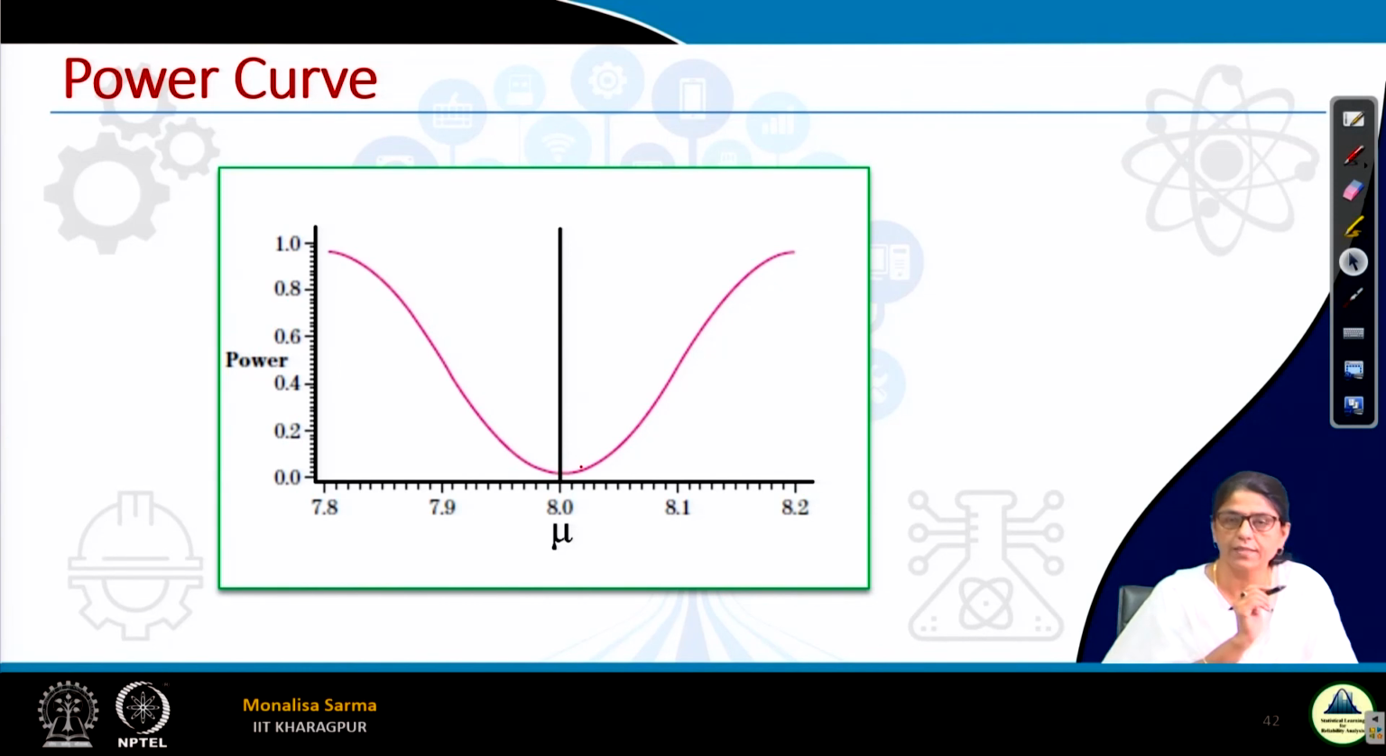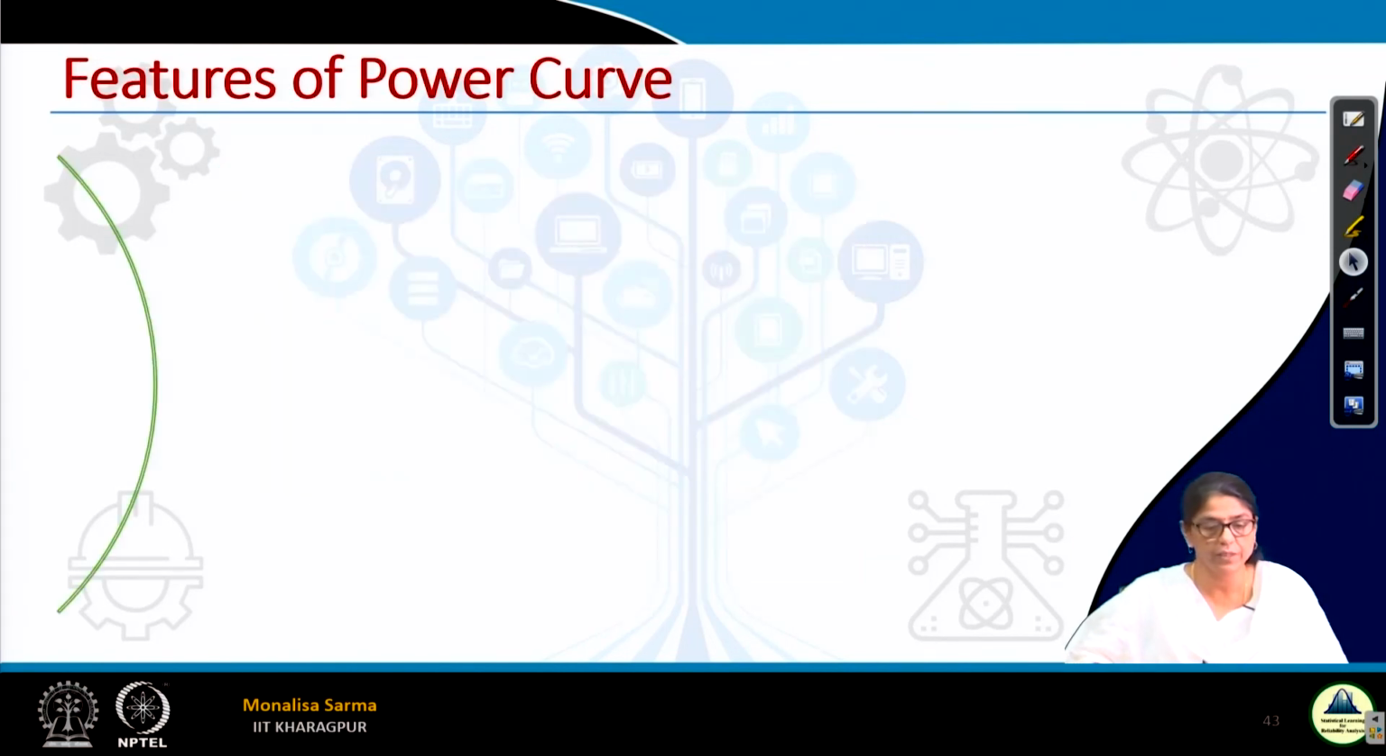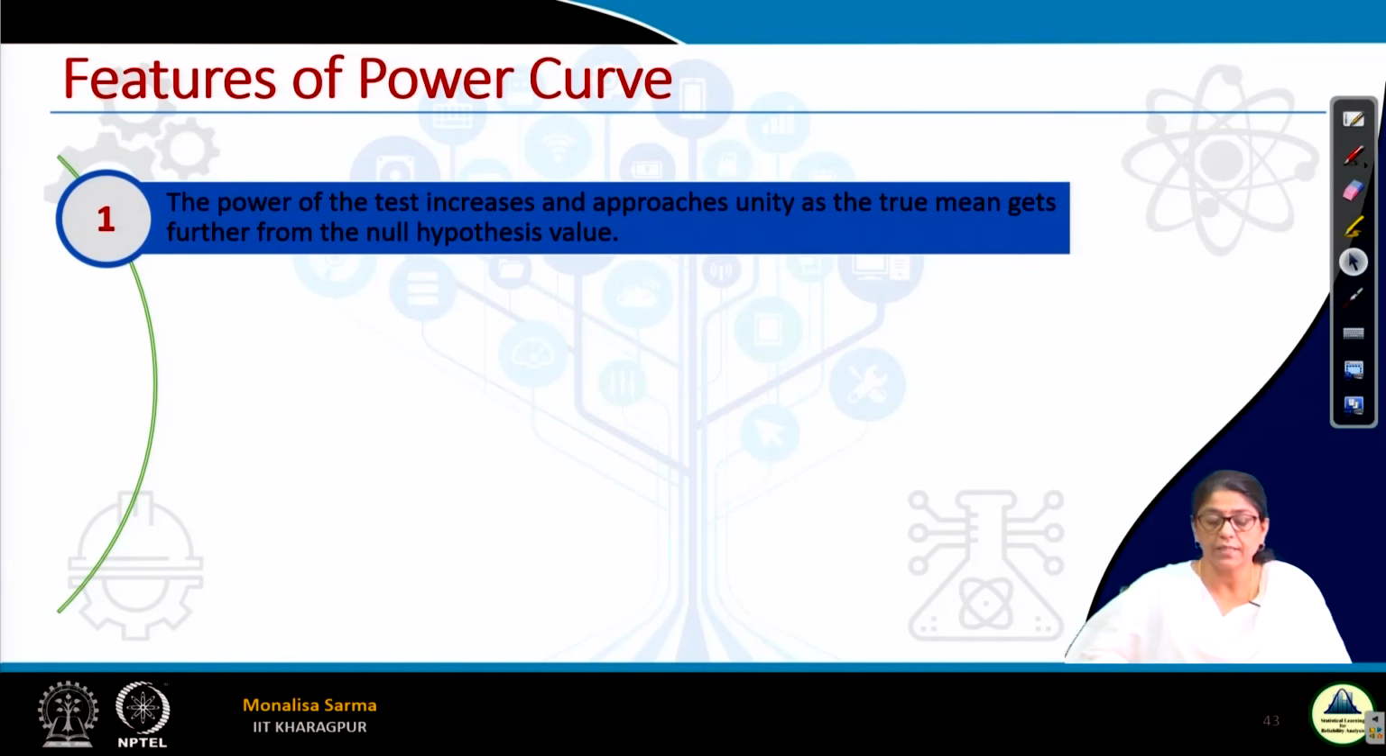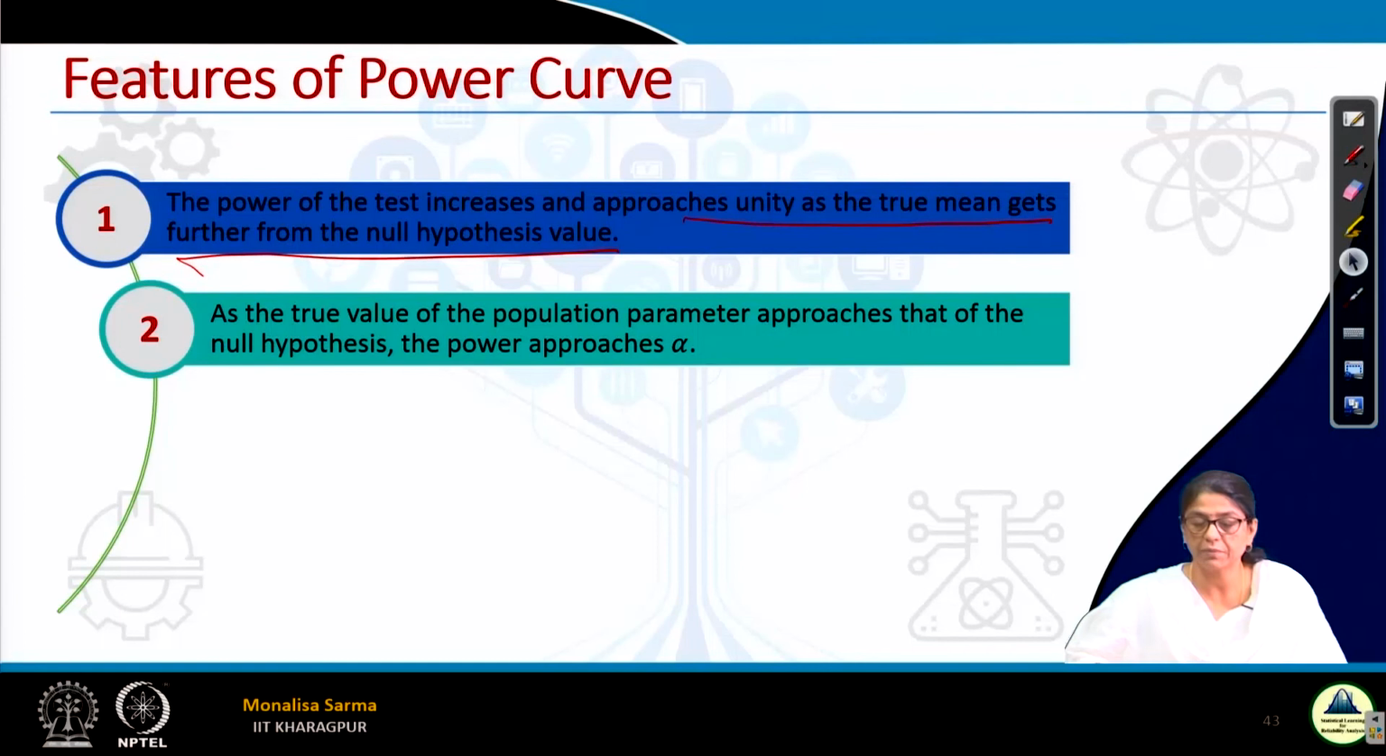My power is very less when my actual value is very close to the null hypothesis value. When my actual value goes far away from the null hypothesis value, my power is very high. That is desirable. So the power of the test increases and approaches unity as the mean gets farther from the null hypothesis value. As the true value of the population parameter approaches that of the null hypothesis, the power approaches alpha, that is, it approaches the value of the type 1 error.